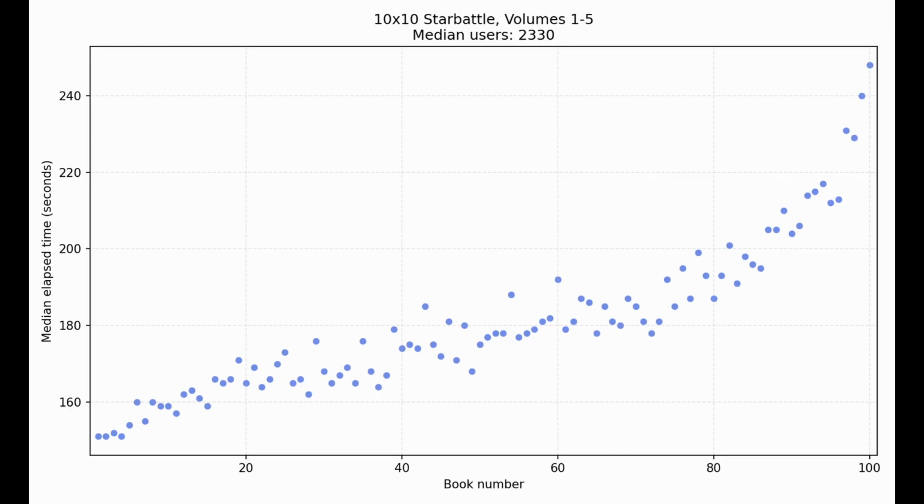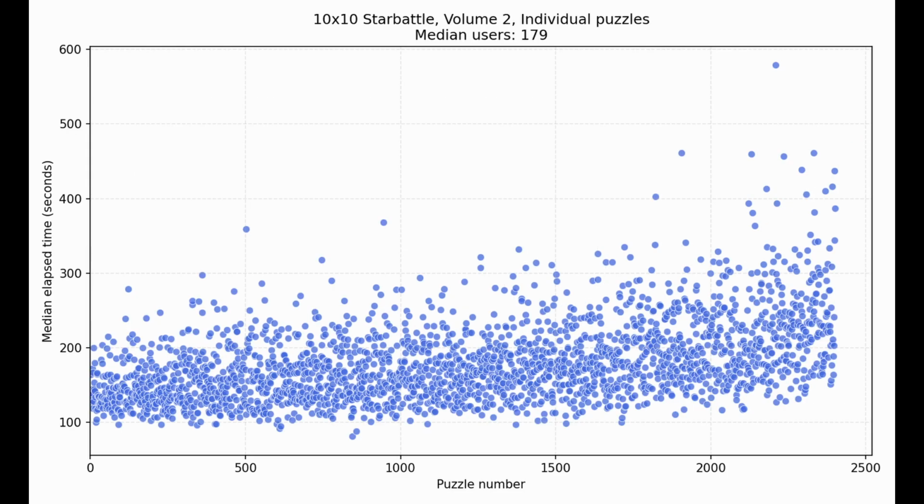Why am I not showing single puzzles? You're probably curious to see that, right? Here you go. These are measurements for the individual puzzles in just volume 2. And maybe this explains why I mostly won't show you individual puzzles. The data are just far too noisy, and it's harder to see overall trends.